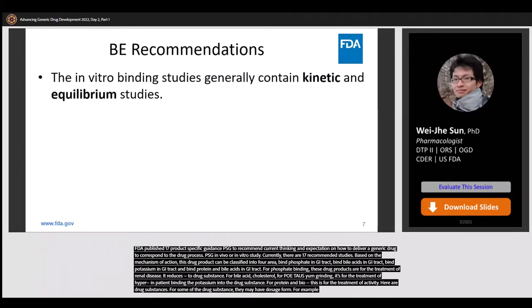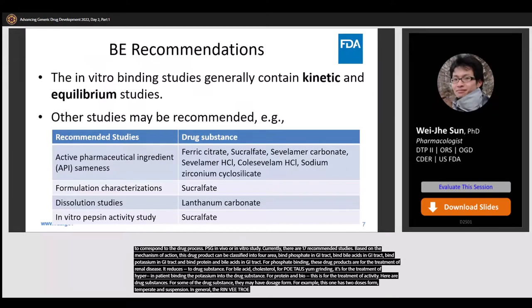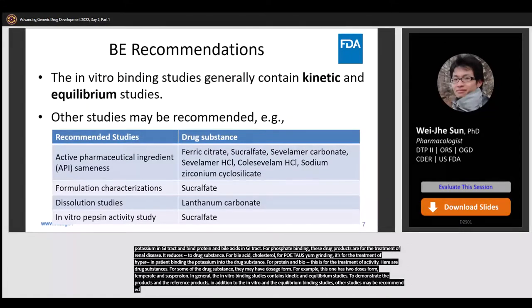In general, the in vitro binding study contains kinetic binding studies and the equilibrium binding studies. To demonstrate BE between the generic products and the reference products, in addition to in vitro kinetic and the equilibrium binding study, other studies may be recommended for the locally acting GI drugs in the product-specific guidance based on the property of the drug substance or properties of the drug products.